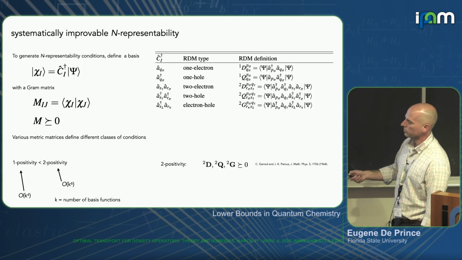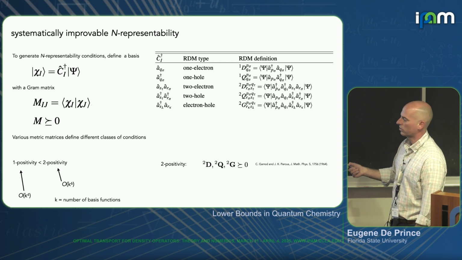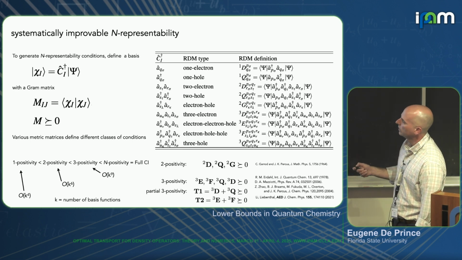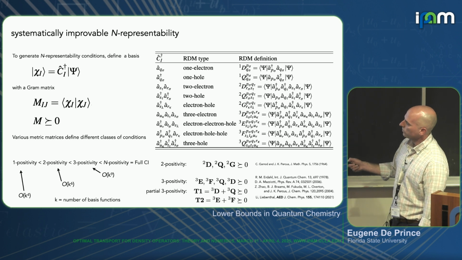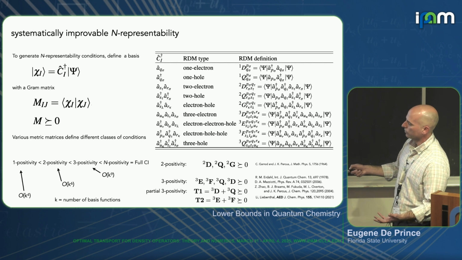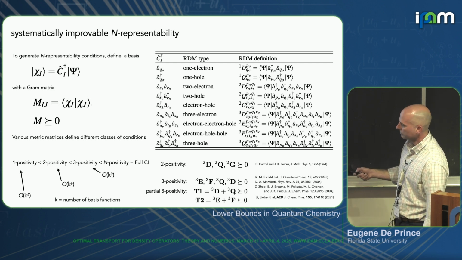So that's getting more expensive, but it's still very manageable from an electronic structure point of view. You could go beyond the 2 particle level and think about 3 particle conditions. So here I've enumerated 4 different conditions. Imposing these we call 3-positivity. This would give you a result that's exact for a 3 electron system.